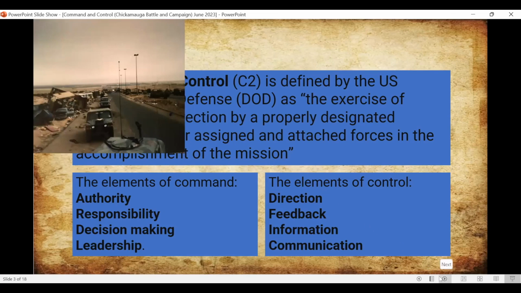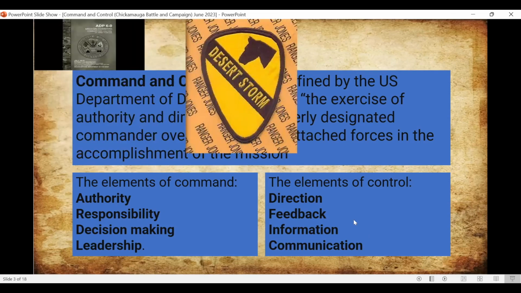I want to start off my presentation with a vignette that I think will be germane to what I'm going to be talking about the rest of this evening. And that is this unit here, 1st Cav Division out of what used to be Fort Hood, Desert Storm. I see their patch there.